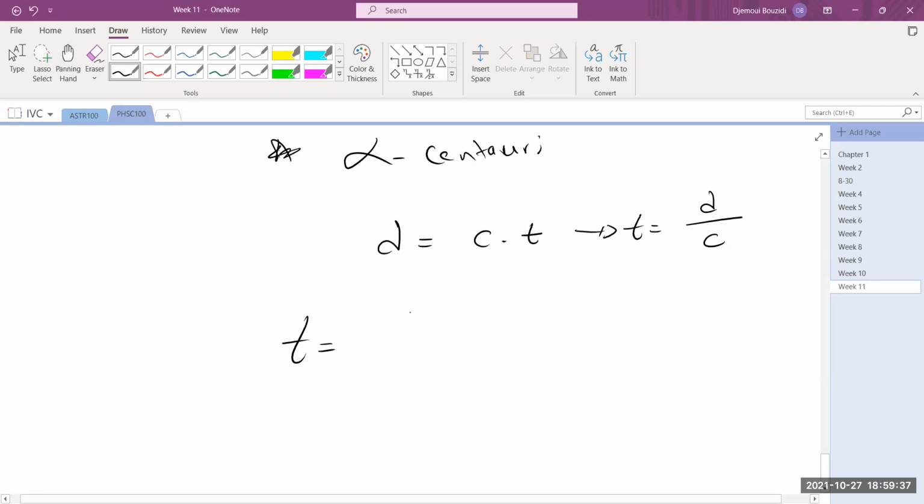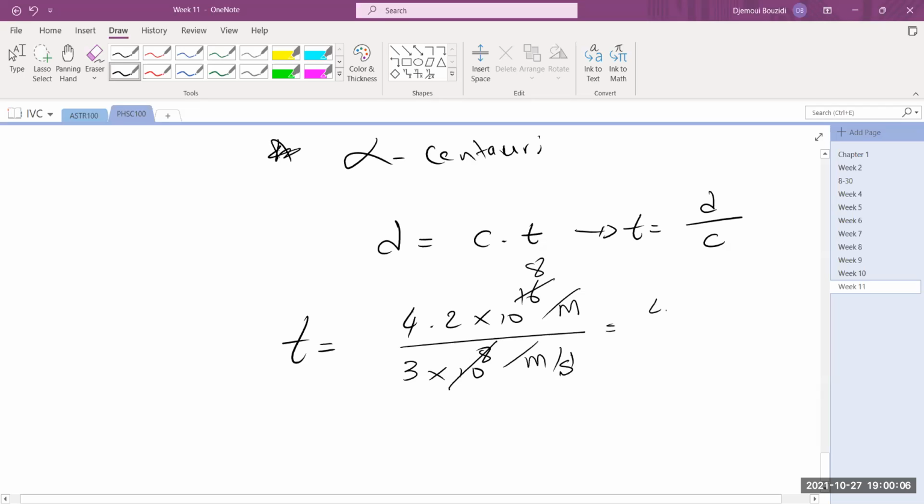So the time is the distance. They said specifically it's 4.2 times 10 to the power 16 meters, and light travels at 3 times 10 to the power 8 meters per second. Okay, again, 10 to the power 16 over 10 to the power 8: 16 minus 8 is 8. Of course, the meter cancels the meter. I will be left with 4.2 divided by 3, which is what? Is it 1.4? Probably it's 1.4, yes.